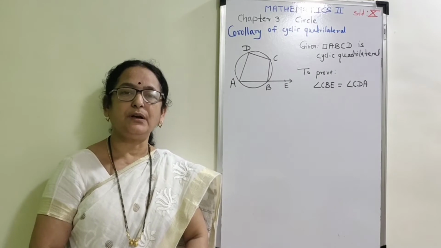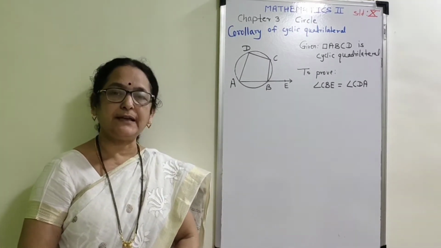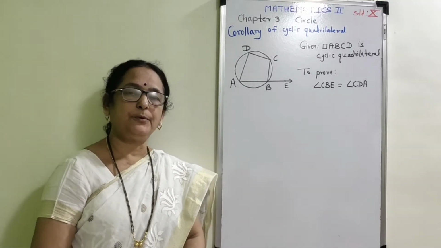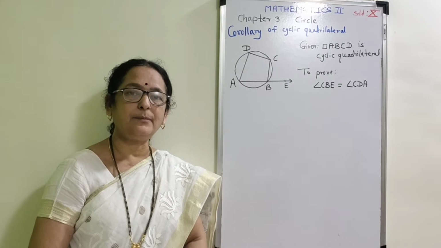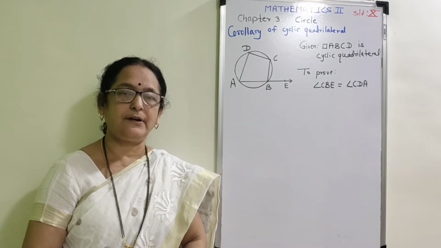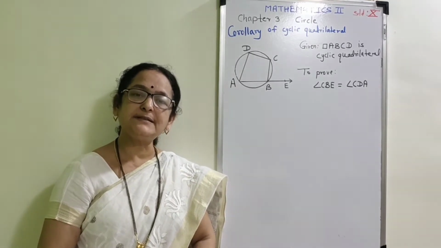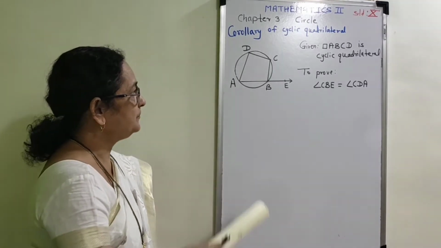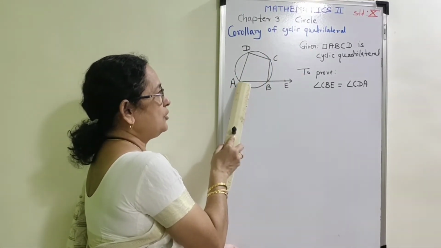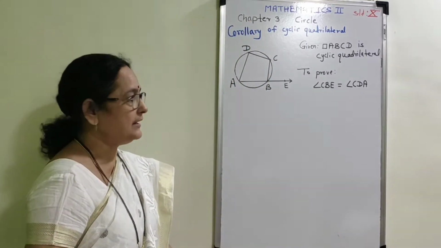We are going to learn the proof of a corollary which is based on the cyclic quadrilateral theorem. Just now we have completed the proof of the cyclic quadrilateral theorem. That is, when the given quadrilateral is a cyclic quadrilateral, its opposite angles are always supplementary. Now here they have given us one quadrilateral which is cyclic. Quadrilateral ABCD is a cyclic quadrilateral.